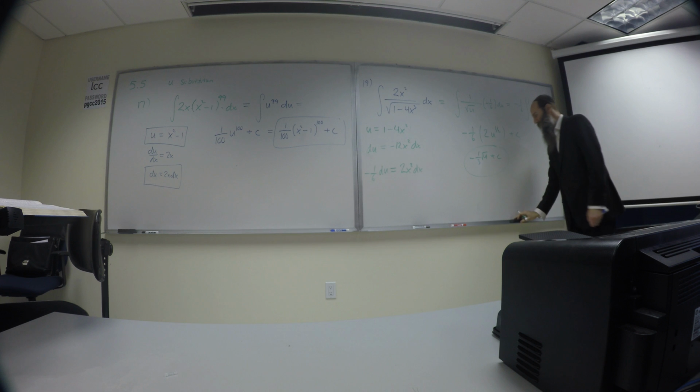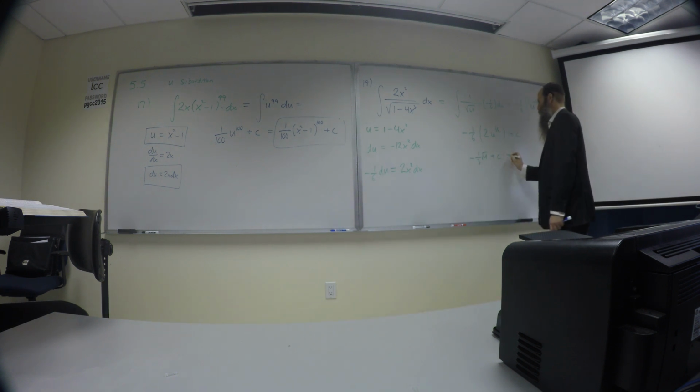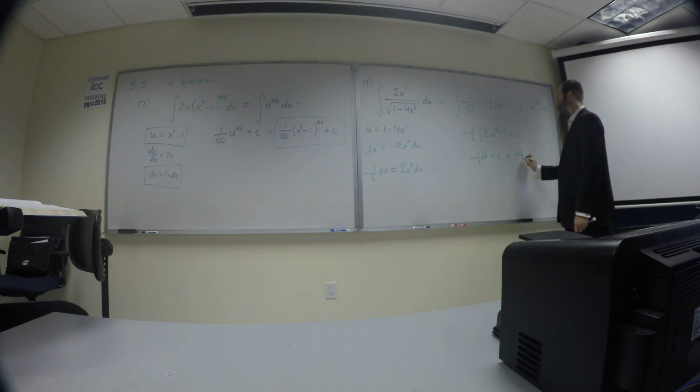Oh, wait a second. That's not the answer. Sorry about that. Now replace u with what it is. It's 1 minus 4x cubed. So -1/3 root of 1 minus 4x cubed plus c.